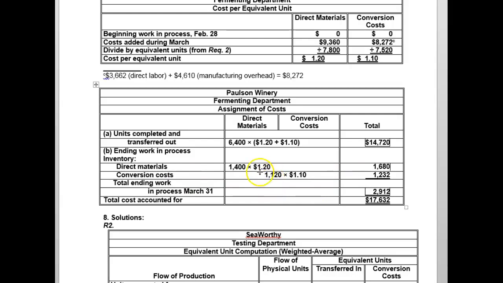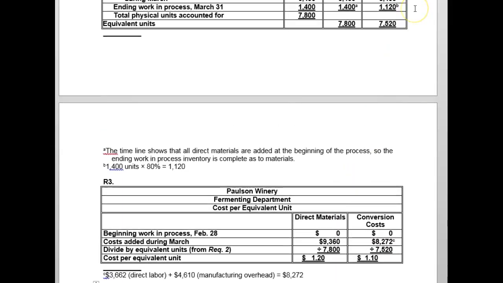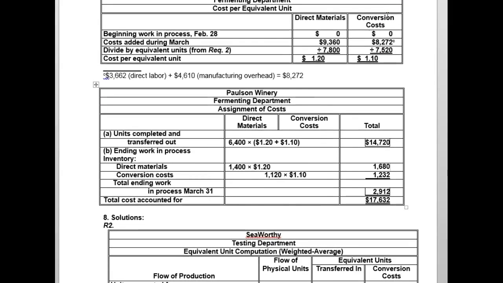But for the conversion cost, I don't have that full 1,400. I have the equivalent unit from up here of 1120. So I'm going to multiply that out, and I come up with 1232. So add those two together, and you end up with 2912 in work in process and 1477.20 being transferred out to your finished goods, which makes it very nice that we've accounted for $17,632 in cost, which is what the total costs were for March.